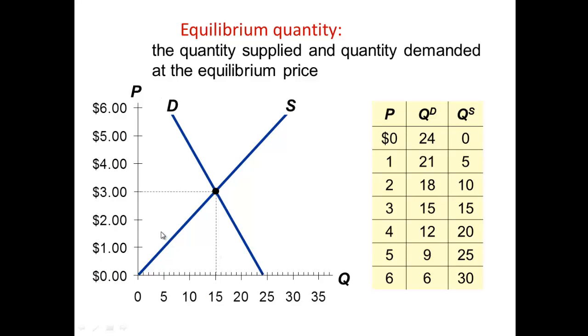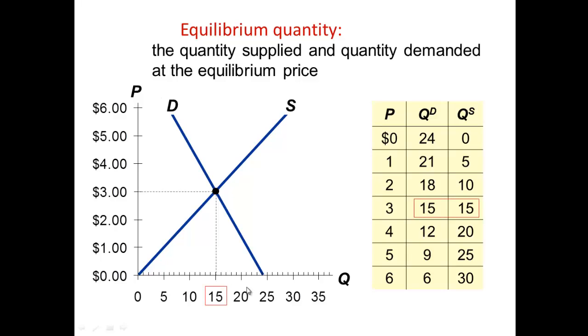If we were to choose a price other than $3, such as 1, 2, 4, 5, or 6, we would be in a state of disequilibrium, or not equilibrium. Likewise, if we used a quantity other than 15, such as 0, 5, 10, 20, 25, 30, or 35, we would be in a state of disequilibrium, because that is not what the buyer and the seller agreed upon.